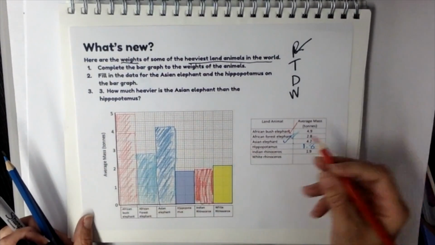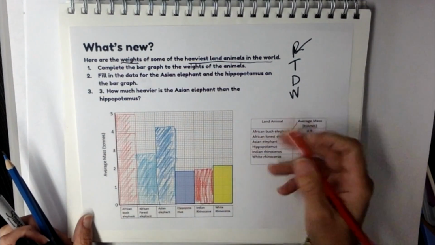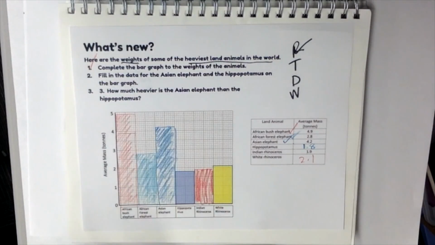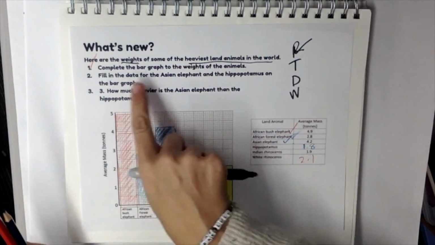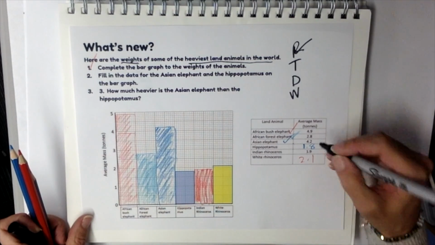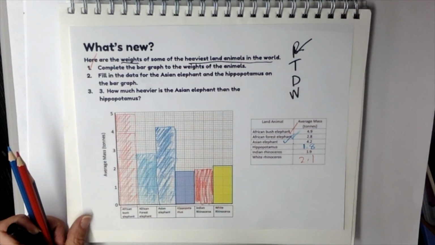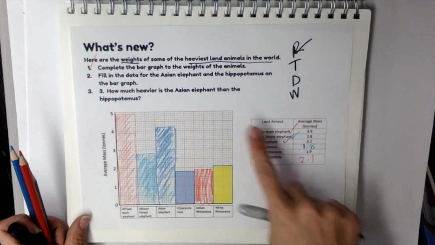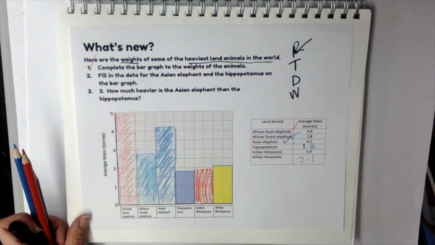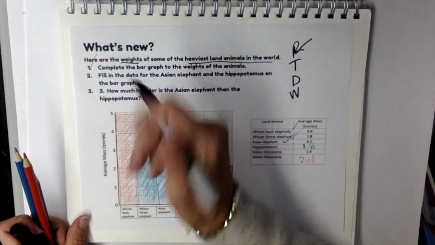And then the last one we have is the white rhinoceros, which is at 2.1. Okay, so we got that done. Let's check that off, okay? And fill in the data for the Asian elephant. Okay, we got that. So we got the Asian elephant. I guess we did them all. I think this is incorrect. Okay, but we filled in the hippopotamus and the white rhinoceros. Okay, we got that. So let's go to the next one.